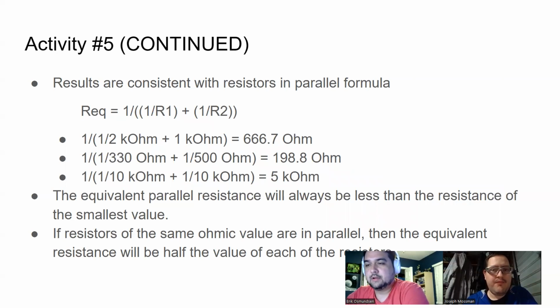For the 2 kilo ohm and the 1 kilo ohm, we had 666.7 ohms. For the 330 ohm and 500 ohm, we had 198.8. And for the 2 kilo ohm resistors, we had a 1 kilo ohm. The equivalent parallel resistance will always be less than the resistance of the smallest value. And if the resistors of the same ohmic value are in parallel, then the equivalent resistance will be half the value of each resistor.